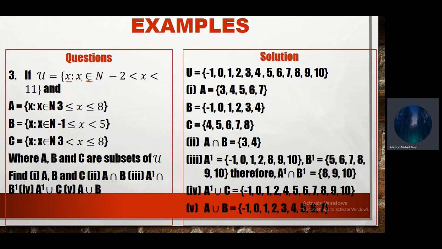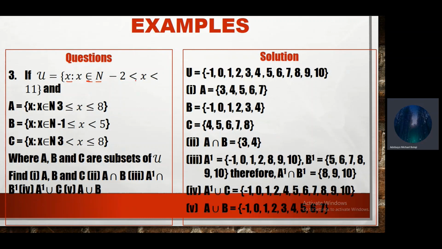X belongs to or is a member of N. Capital N in mathematics means natural number. Is that okay? Capital N means natural number. So it is telling us that X belongs to the group of natural numbers, and X will have a value. If you look at this, X has a value.